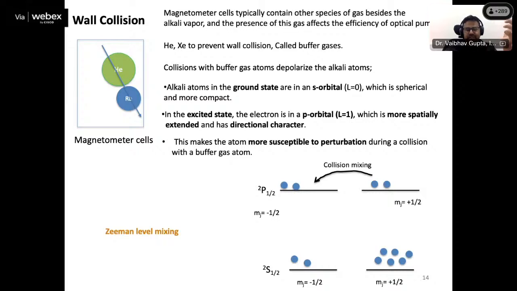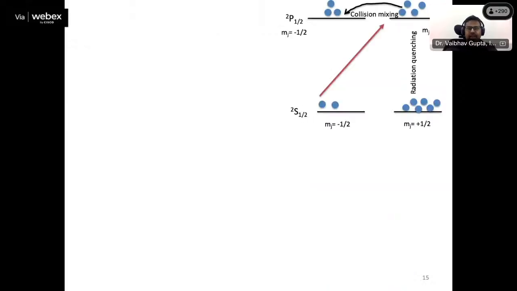So Zeeman level mixing or collision mixing. This is one way that problem can happen. Rather than just staying here, they are now also going to the other one. So just to repeat again, we excite with the polarized light. Most of them went there. Nothing happened to these ones because of the angular momentum. It was not a favorable transition. And because of Zeeman splitting or Zeeman mixing, some of them moved here.